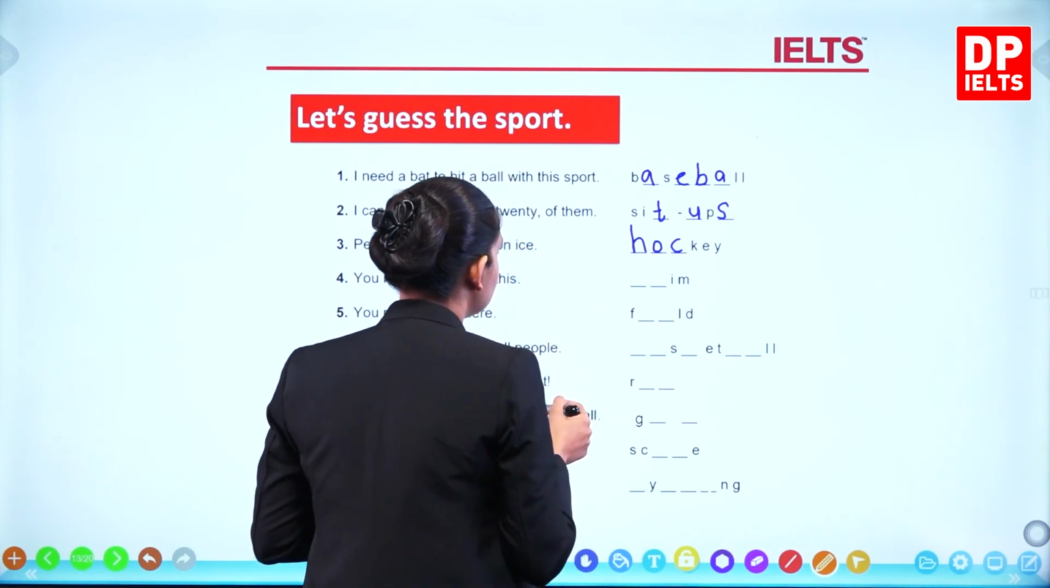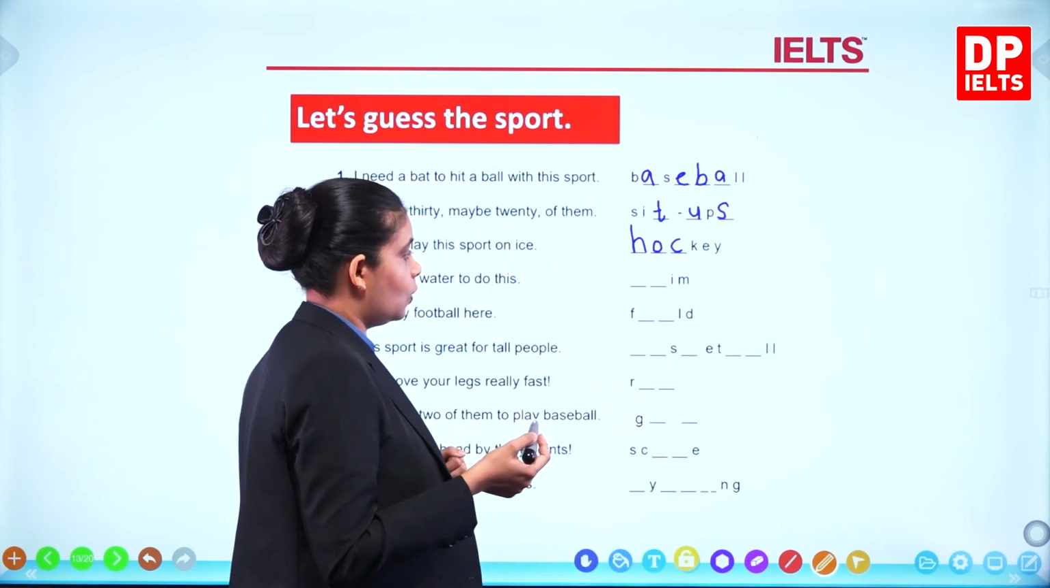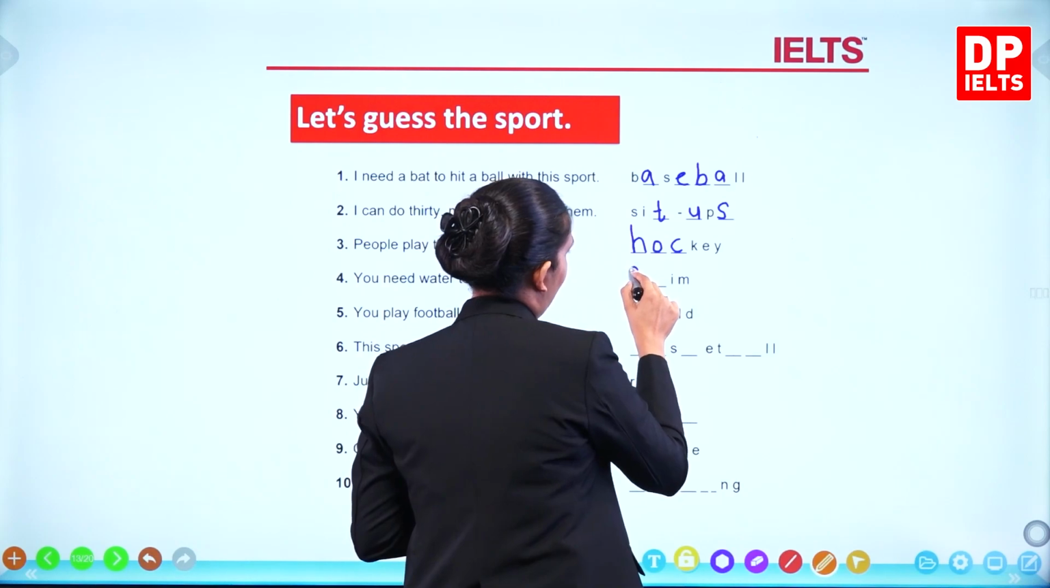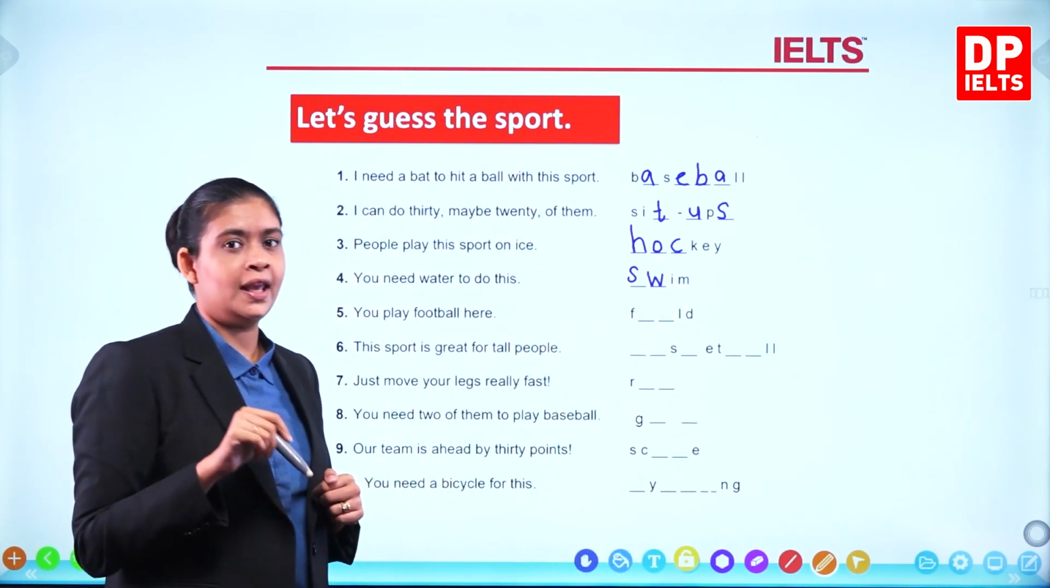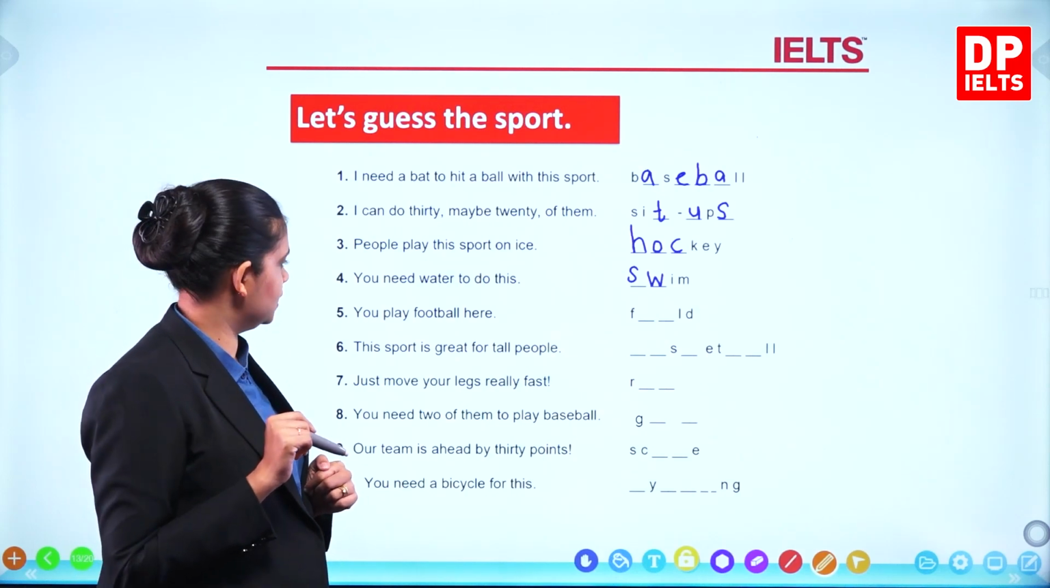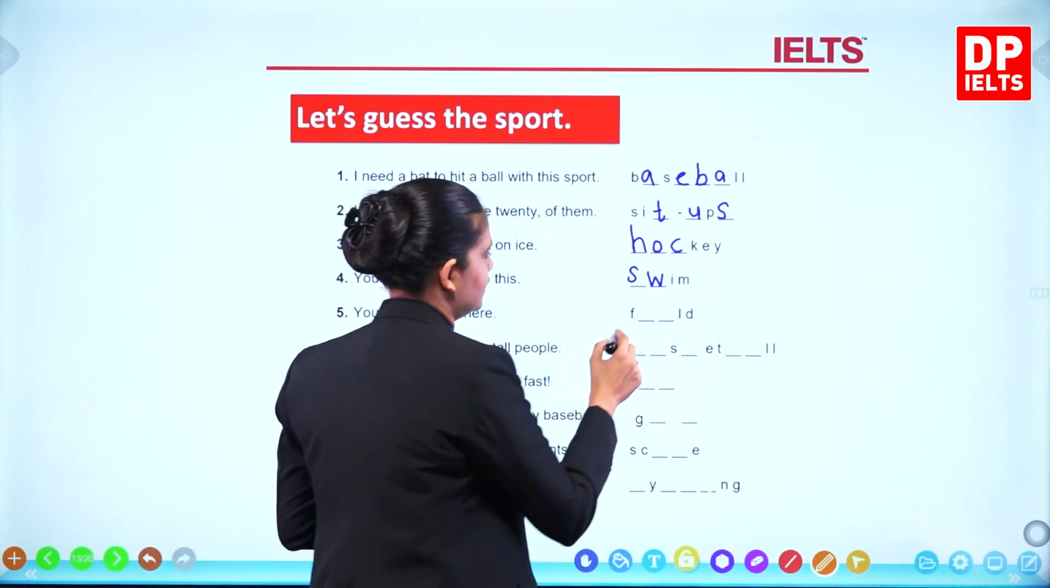You need water to do this. Okay, so you need water and that could be swim. You play football here and what is that? That is a field.